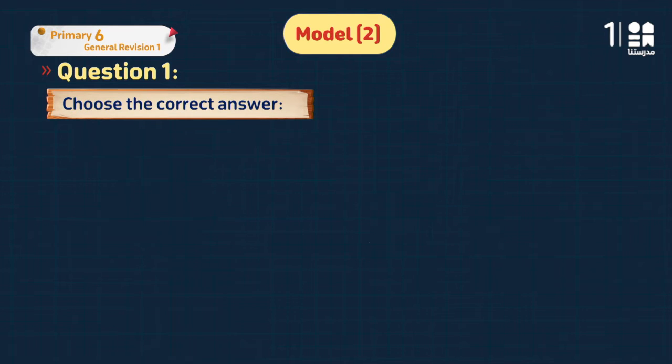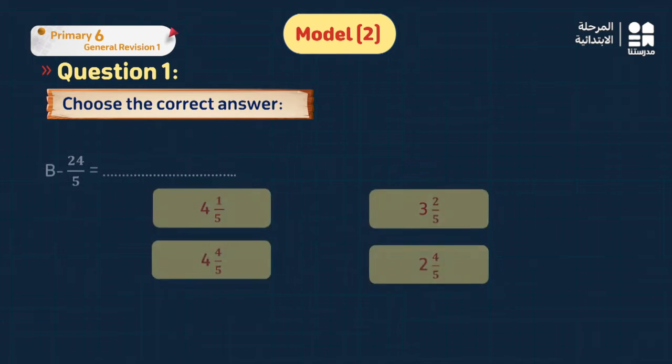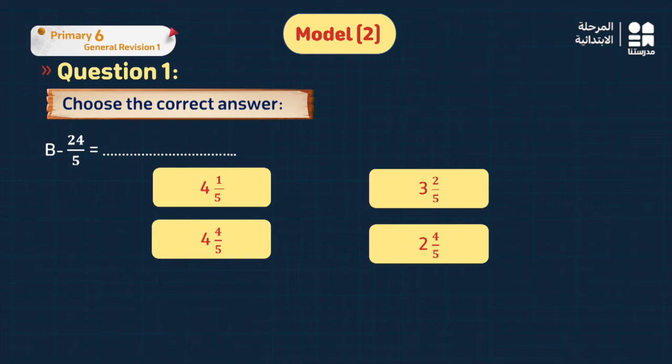The second example I have: 24 out of 5 equals how many? Let's do it on our smart board to explain how to answer it.